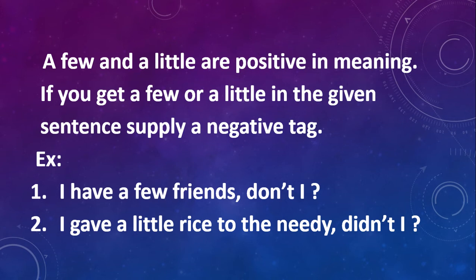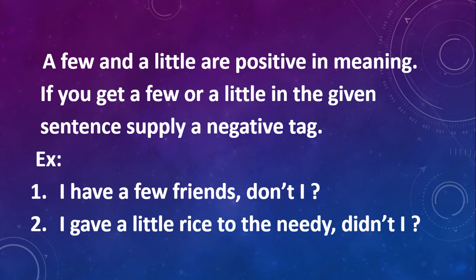I already told you, if you see words like a few and a little in a sentence, that particular sentence will be considered a positive one, so you have to frame a question in a negative tag. I have a few friends. The sentence is in positive format, so you have to create a negative tag. How do you create a negative tag? In this sentence, the question tag is: I have a few friends, comma, don't I?